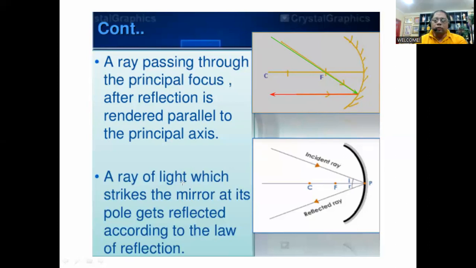And then if they will now go to the vertex, you will have a similar angle formed. So the angle of incidence equals the angle of reflection. So a ray of light which strikes the mirror at its pole, or at its vertex, is reflected according to the law of reflection, where i and r are equal to one another.